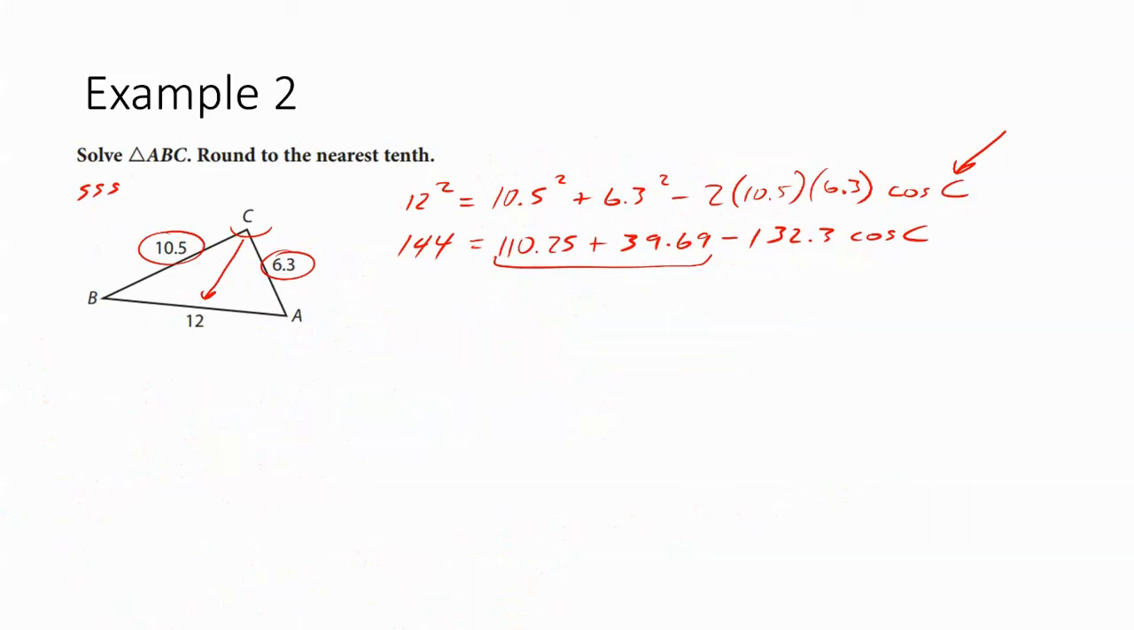So we got 110.25 plus that 39.69. And you should realize we get 149.94. Don't forget it's still equaling the 144 on the left-hand side. And we still have that minus 132.3 multiplying that cosine of C. So let's go ahead and move some things around. I'm going to add that whole term. And remember, what you do to one side, you do to the other.